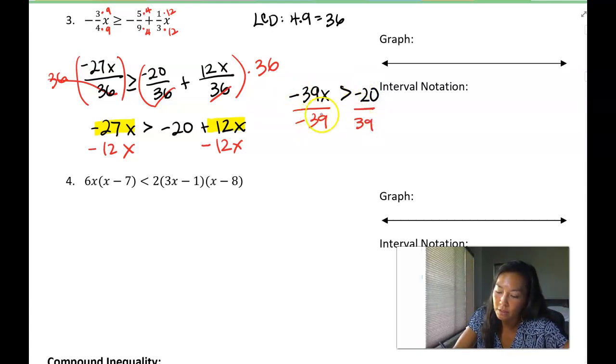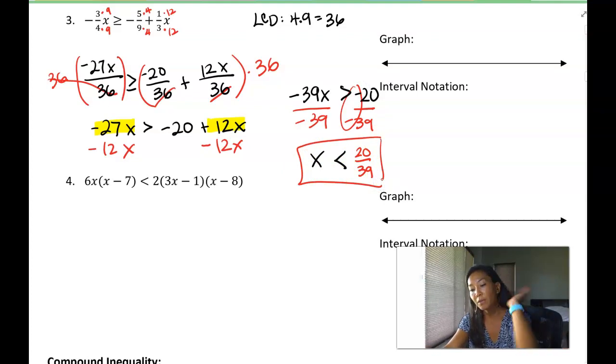Now, notice this is the step that we want to watch out for. What do we have to do now? I hope you remembered. X is now going to be less than. Both of these are negative, so it's going to turn into a positive 20 over 39.